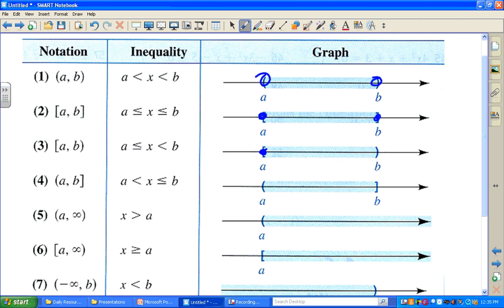This would be a bracket and an open, and a bracket, and open all the way out to infinity. That one's not very good. Okay, but you get the idea of how it works. And this one, closed, out to infinity, so on and so forth.